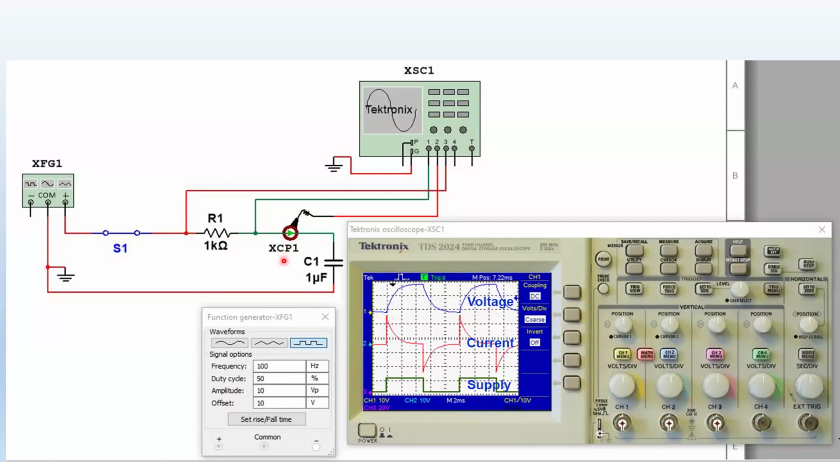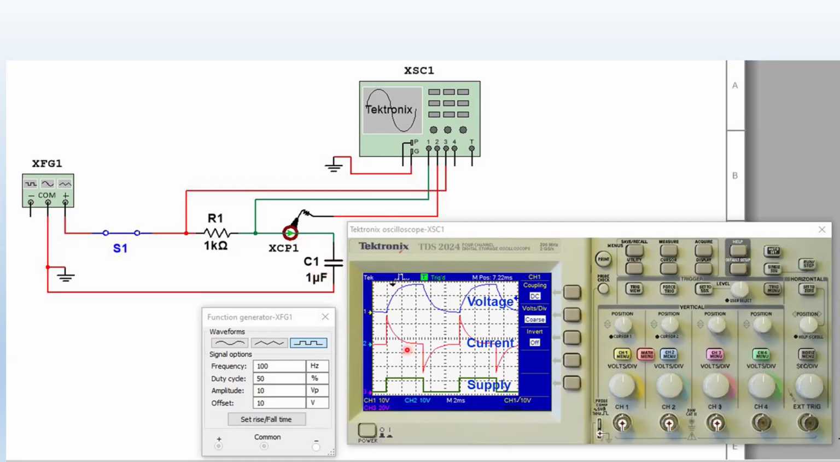If you don't know how to get it, just look at some YouTube shorts. Within 10 seconds, you will know how to apply a current probe, because an oscilloscope doesn't display current. It only displays voltage. So we need to trick the oscilloscope to display something that is related to current instead of voltage. So it's called a current probe. And here's the capacitor. That's it.